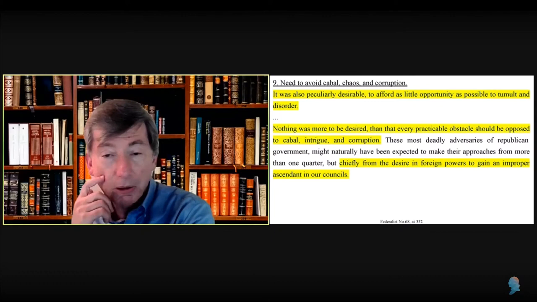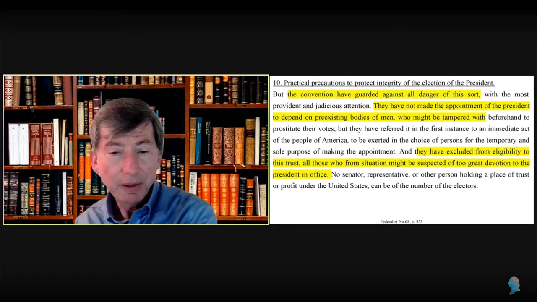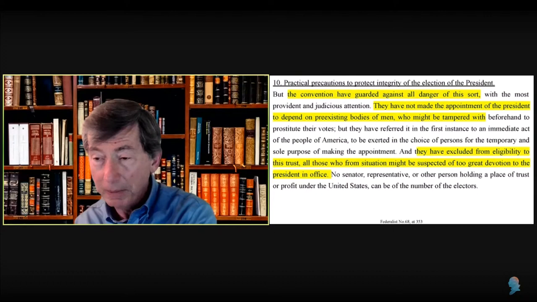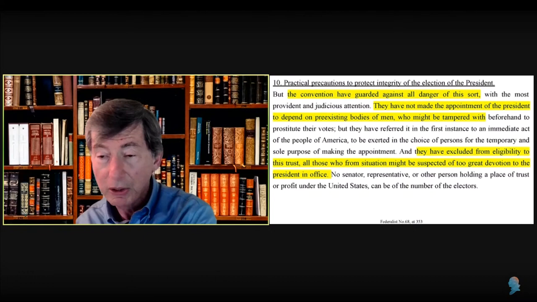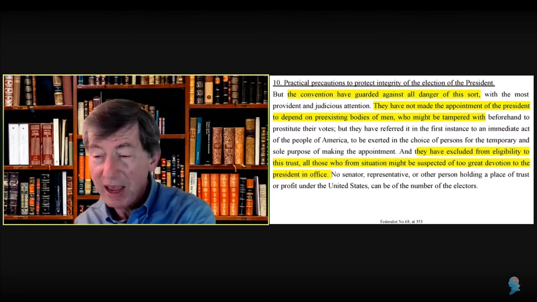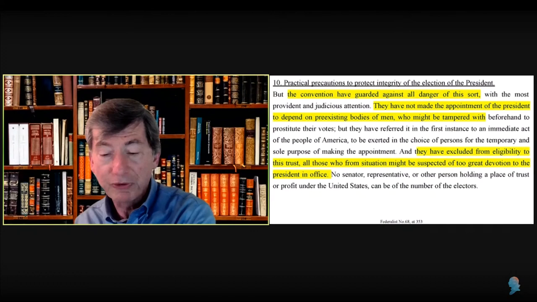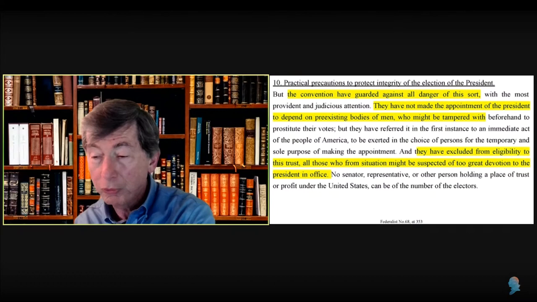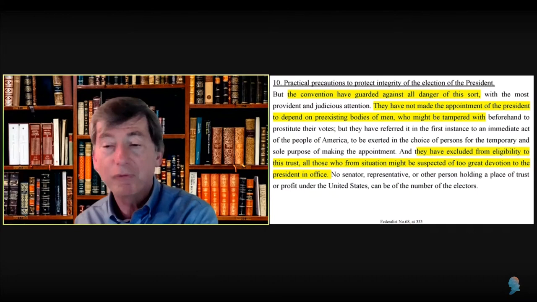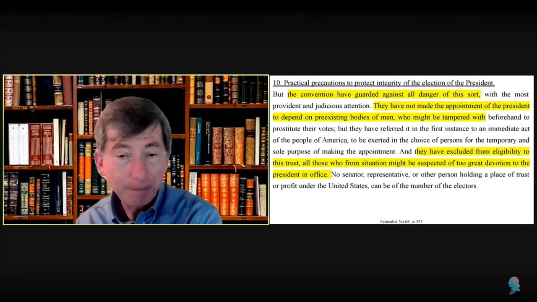Practical precautions to protect the integrity of the elections of the president. The convention have guarded against the danger of the sort. They have not made the appointment of the president depend on pre-existing bodies of men, we've already said that, who might be tampered with. Further, they have excluded from eligibility to this trust all those who, from situations, might be suspected of too great devotion to the president. They're thinking about human motivation everywhere. Where can the system be biased? That kind of thought does not go on today in the secretaries of state, and it doesn't go on in Congress. And that's why we are in great danger right now.